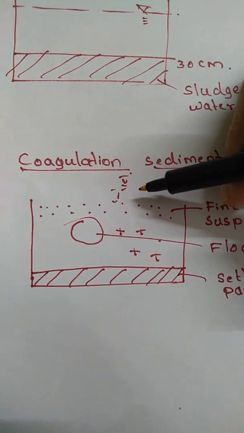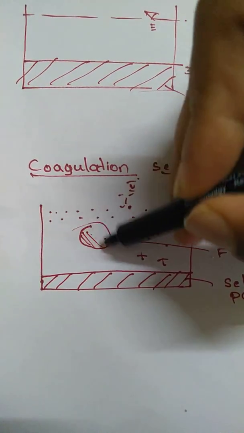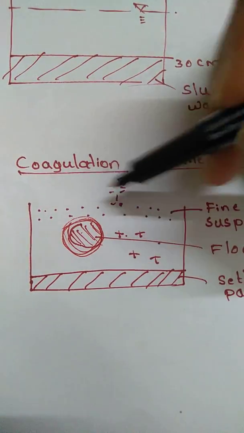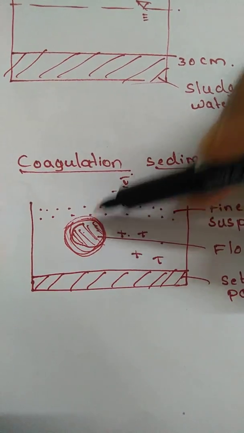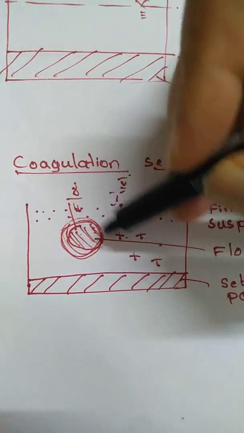So what is going to happen, this positive and negative attract towards each other and they are going to form the ball like structure, right? When the ball like structure is going to form, we call this particular thing a floc. We call these balls a floc.